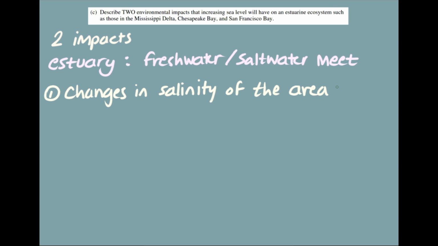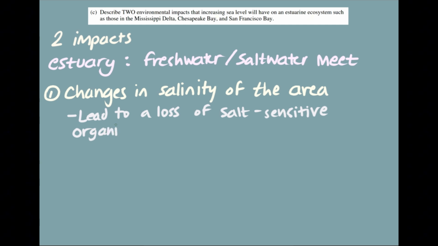And so, again, we have to also describe this. So not only are we stating the 2 impacts, but it does specifically say to describe them as well. So we're going to do that. With changes in salinity of the area, that might lead to a loss of some organisms. So this could lead to a loss of salt sensitive or salt intolerant organisms. And so that could be an impact that happens from the changing of the salt in the soil.